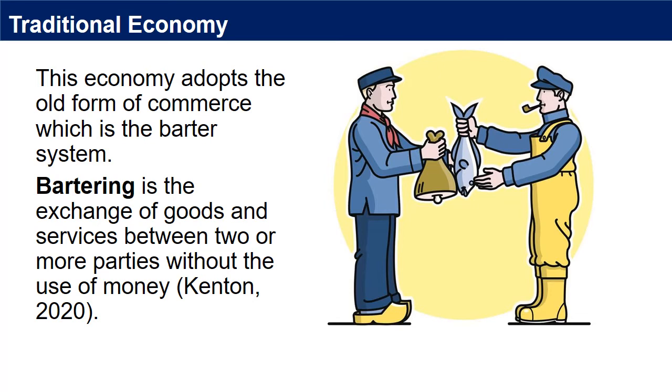Bartering is the exchange of goods and services between two or more parties without the use of money. If the household has a less supply of rice but abundant in corn products, it can barter their corns with others who have surplus in rice. In general, the way of life in a traditional economic system is simple. However, the disadvantage of this economic system is lack of technological access.